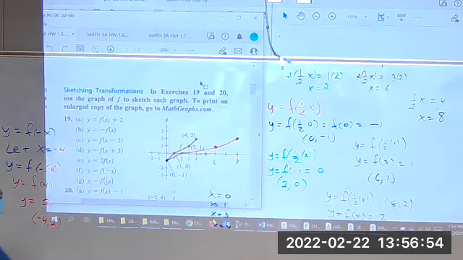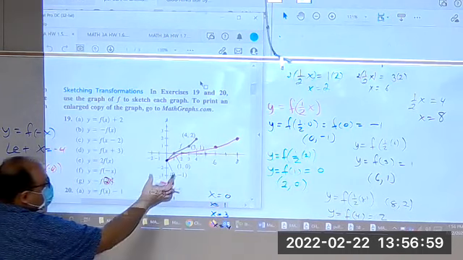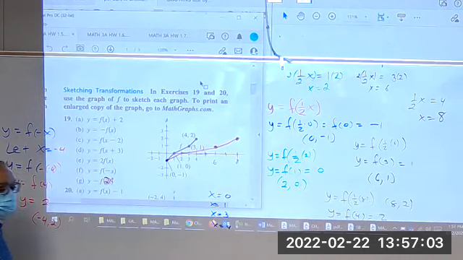If it was 2x instead of 1/2 x, then instead of taking 4 seconds to complete, I would have been able to draw the graph within 2 seconds, because it would happen twice as fast.